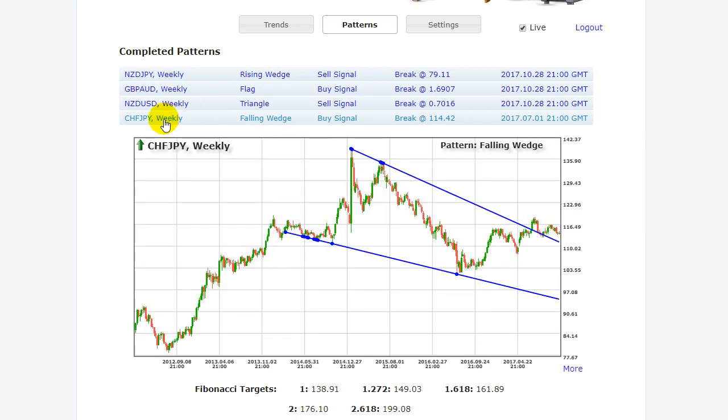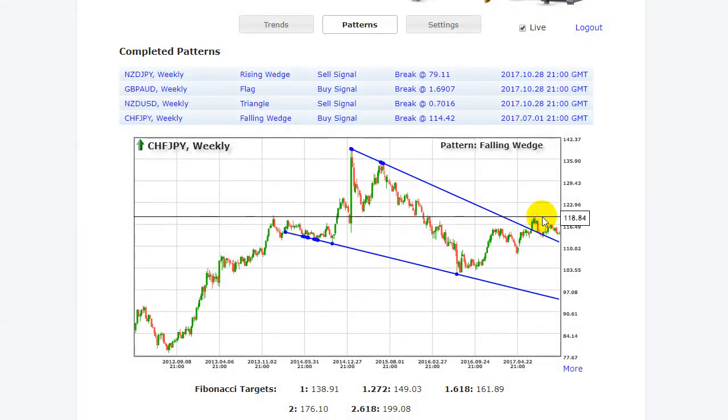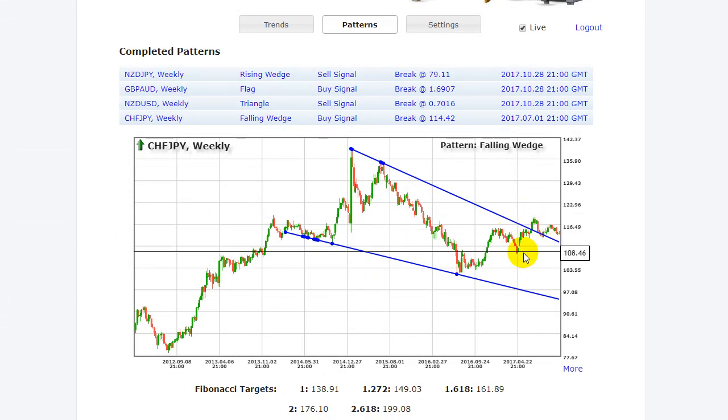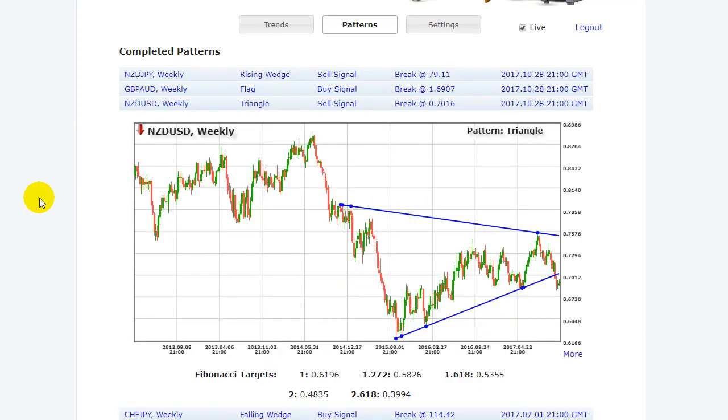We got Swiss against the Japanese yen. It was a buy back in July. And again, it went as high as 18, which is far removed from the price targets that we have down here. You could still be in this trade, but it wouldn't be that much fun to be inside of. New Zealand dollar weekly chart, it was a sell signal, a break back on the 10th, which is just in here somewhere. So this trade's just underway right now.